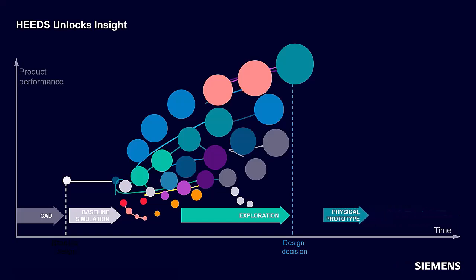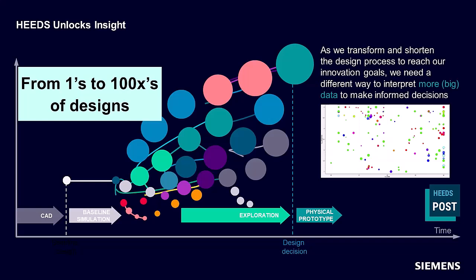As we transform this design process, we also need alternative approaches to understanding the data generated. Now, instead of a handful of designs, we are generating hundreds or even thousands of design alternatives. Heat's dedicated post-processor allows for automating data mining techniques that aid not only in selecting the best design for the application, but also better understand the design domain in general.